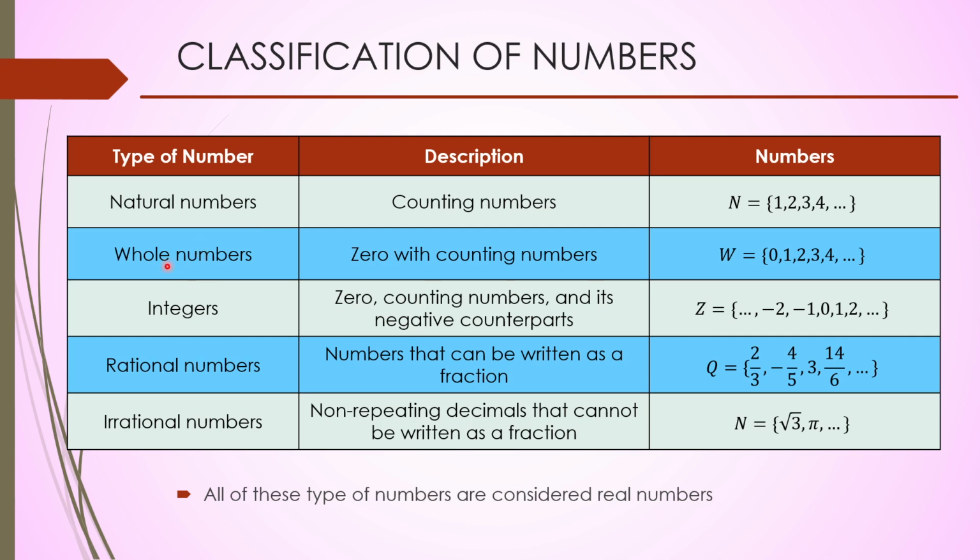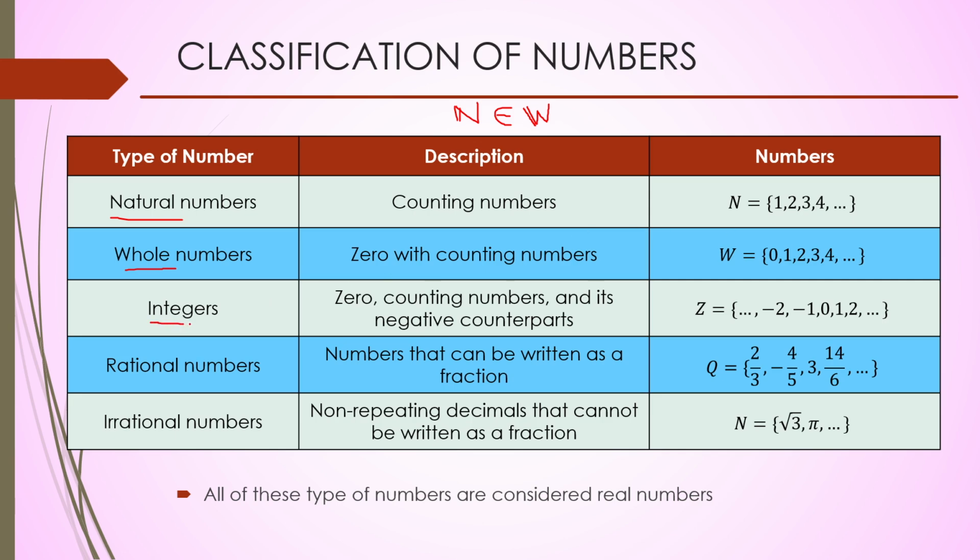Second, we have the whole numbers. So what are whole numbers? Whole numbers is just zero together with the counting numbers. It's just an additional zero on top of the natural numbers. So what we can see here is that the natural numbers are a subset of whole numbers.